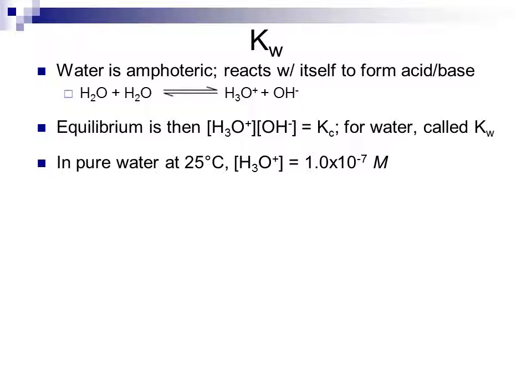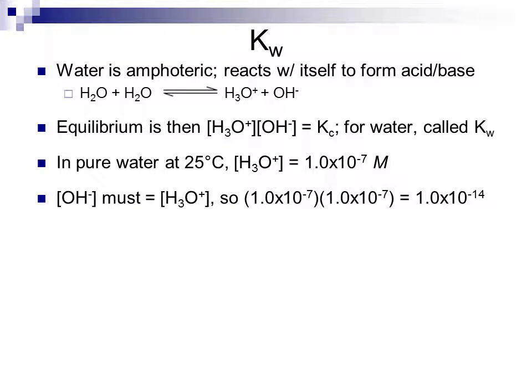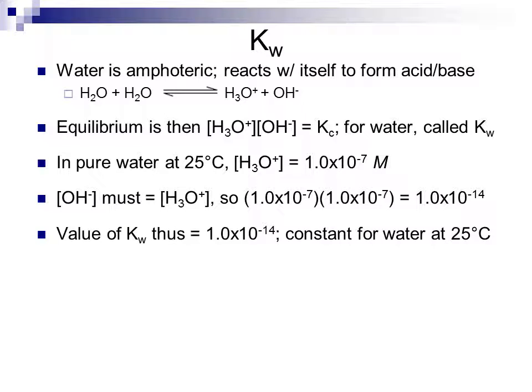For pure water at 25 degrees Celsius, the concentration of hydronium has been measured to be 1.0 times 10 to the negative 7 molar. Because hydronium and hydroxide are formed in equal concentration, the concentration of hydroxide must also be 1.0 times 10 to the minus 7. Plugging this into our equilibrium expression to solve for Kc, then, 1.0 times 10 to the minus 7 times 1.0 times 10 to the minus 7 will give us a Kw value of 1.0 times 10 to the minus 14. This gives the Kw value constant for water at 25 degrees Celsius as 1.0 times 10 to the minus 14.